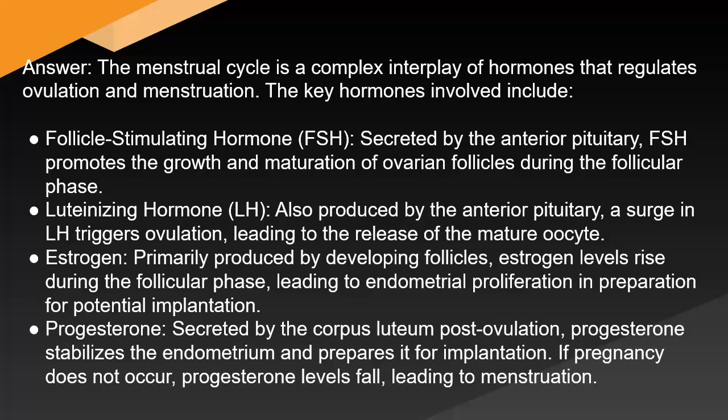Estrogen, primarily produced by developing follicles. Estrogen levels rise during the follicular phase, leading to endometrial proliferation in preparation for potential implantation. Progesterone, secreted by the corpus luteum post-ovulation. Progesterone stabilizes the endometrium and prepares it for implantation. If pregnancy does not occur, progesterone levels fall, leading to menstruation.